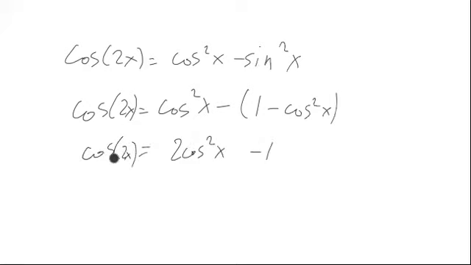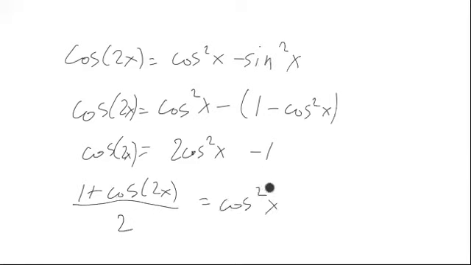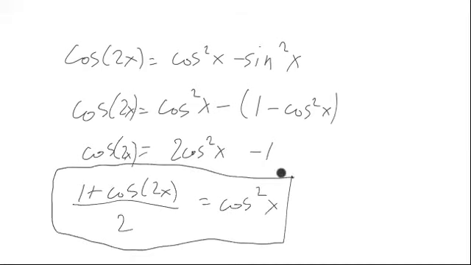Now if we add 1 and divide by 2, 1 plus cosine 2x over 2 is cosine squared x. With integration and other things, this is an important identity which we will be using. If we have a cosine squared, we can think of it as 1 plus cosine 2x over 2. This will be nicer for us to work with. So this is an important identity.